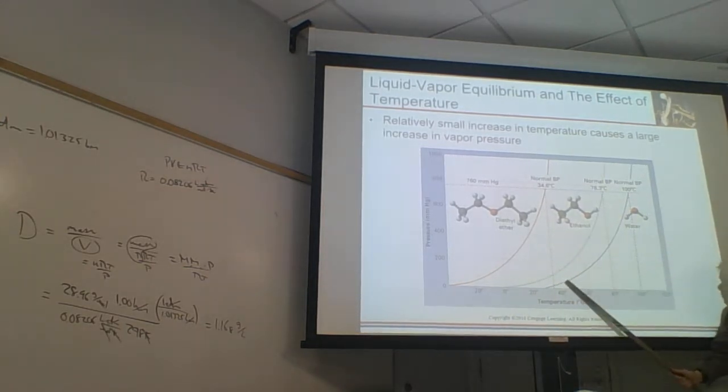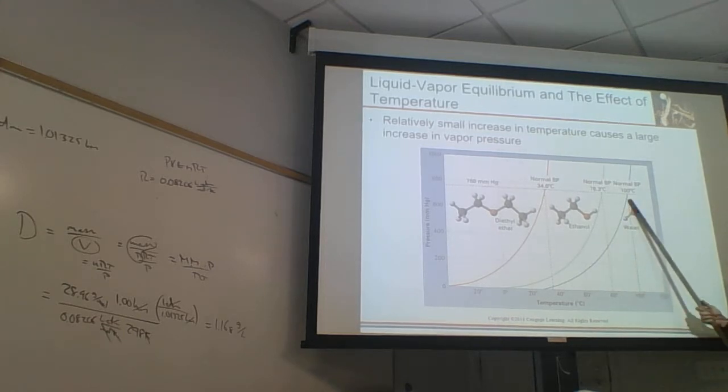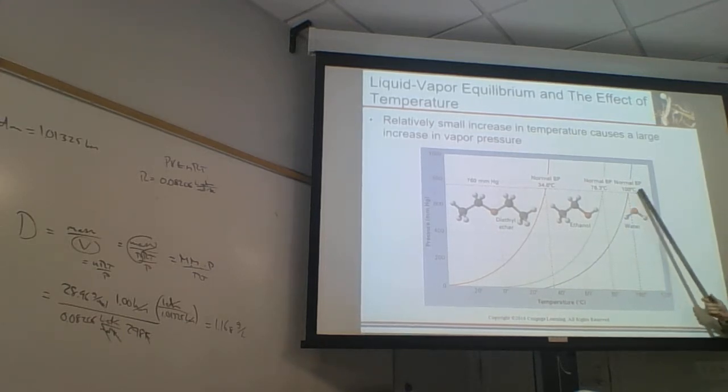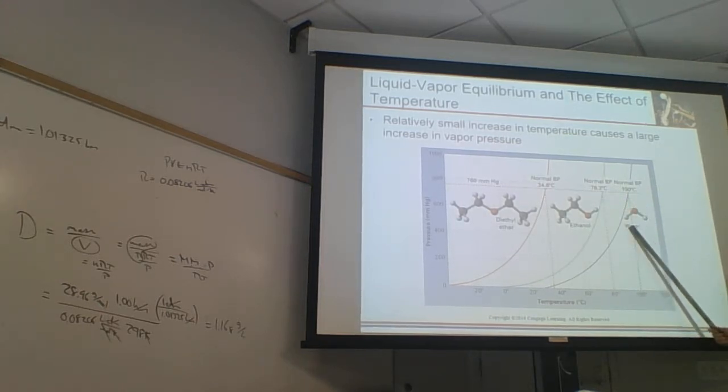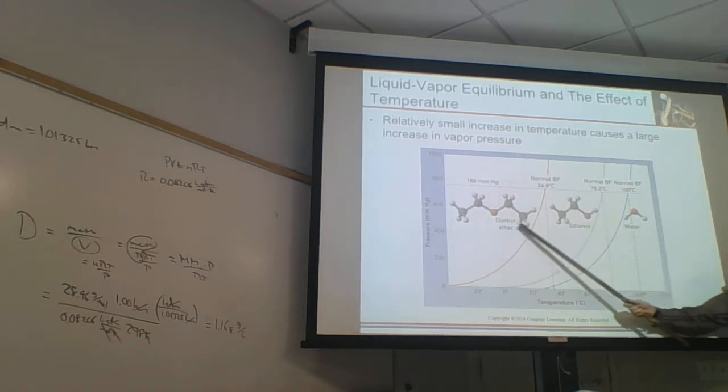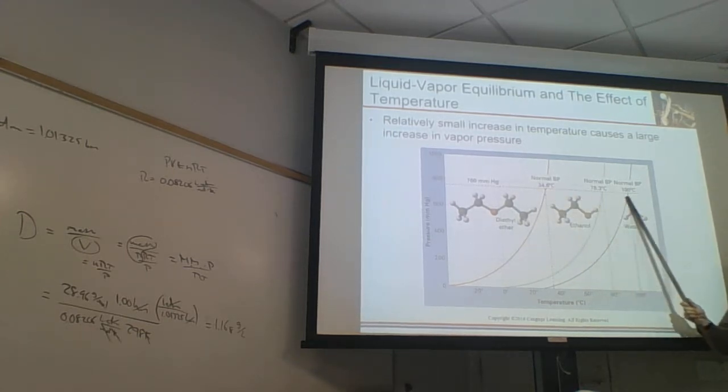And so if we look at the vapor pressure of water, it increases until it hits 1 atmosphere, and it matches atmospheric pressure. That's what we call the normal boiling point. So the normal boiling point of water is 100 degrees C, of ethanol is 78.3, of diethyl ether is 34.6. Those are the normal boiling points.